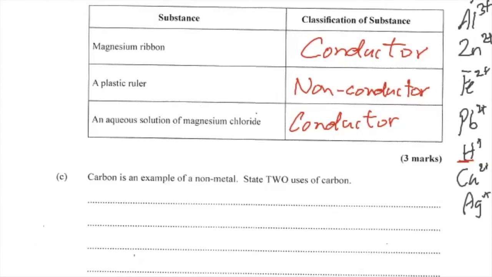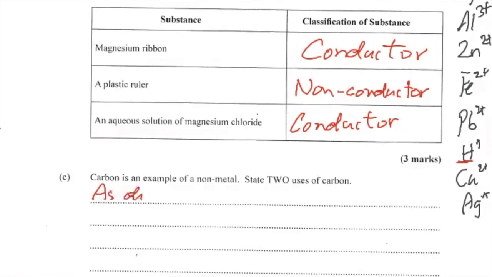Part C, carbon is an example of a non-metal. State 2 uses of carbon. Now, the uses here are many. We're going to look at the direct uses of carbon. Carbon can exist in 2 forms. We call those allotropes. We can have carbon in the form of diamond. We can have carbon in the form of graphite. So as diamond, carbon is used as jewelry.